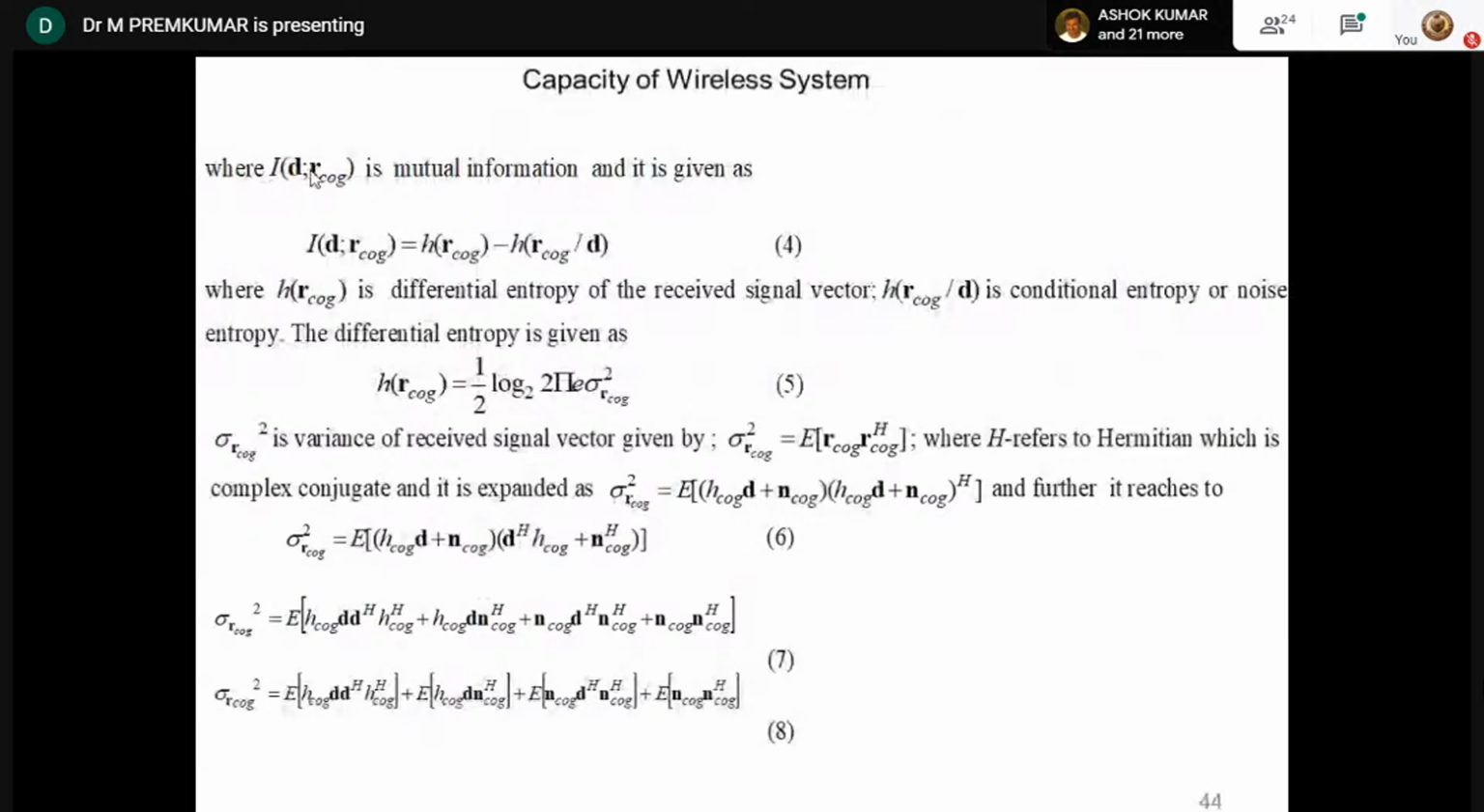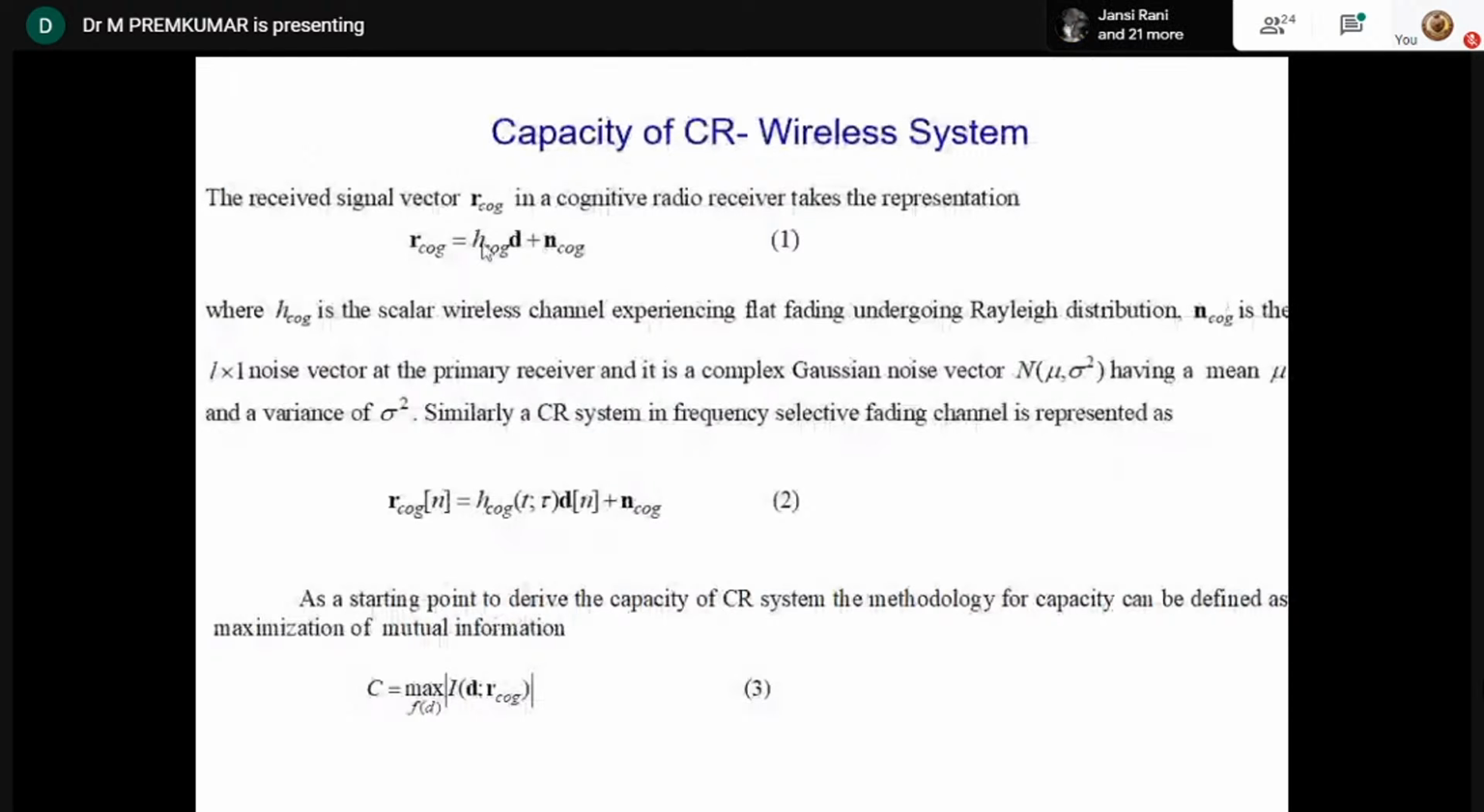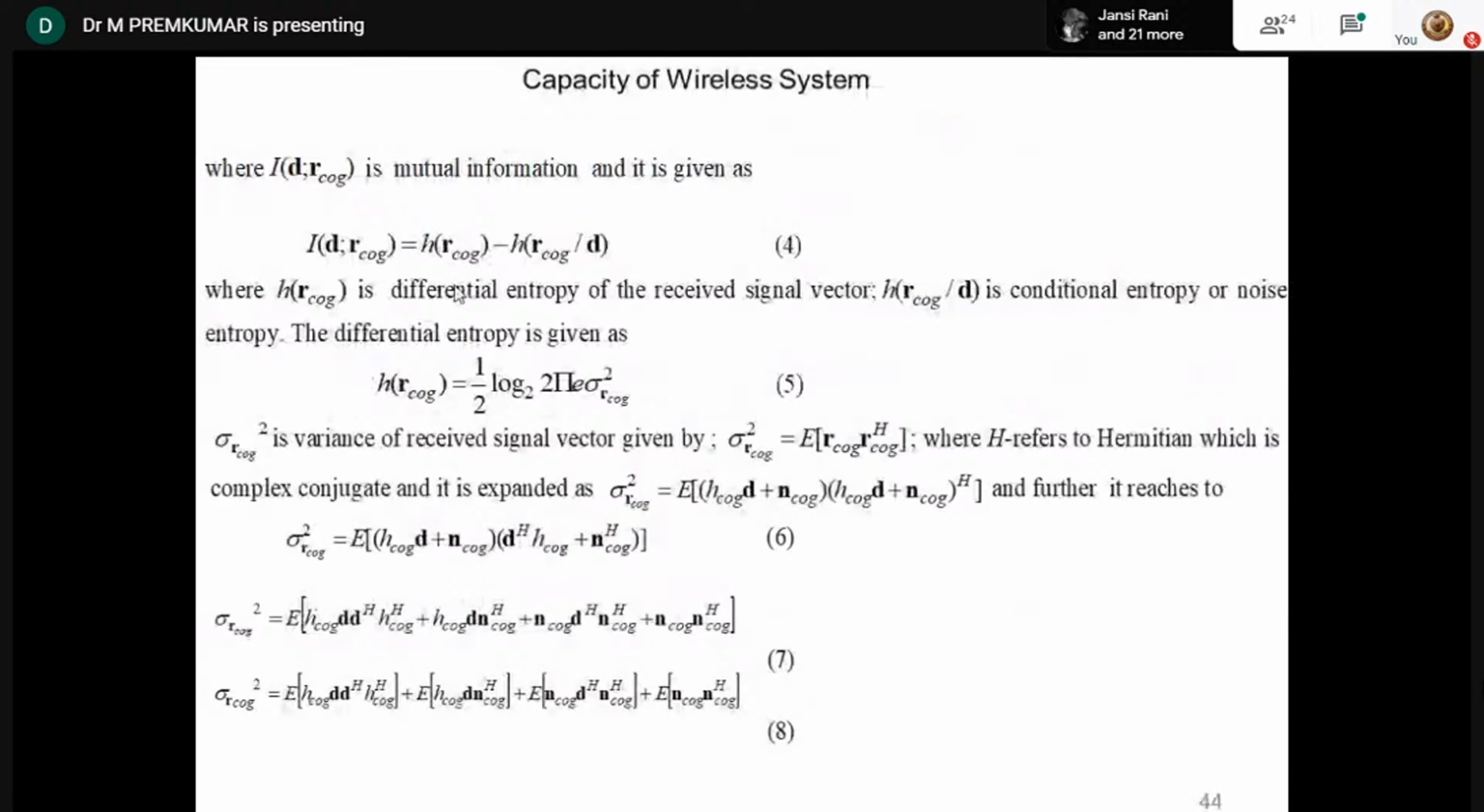Now this I of D dependent on R suffix COG is nothing but the mutual information. This mutual information is the difference between the entropy of the received signal and the conditional entropy or noise entropy. Here I of D dependent on R is nothing but H. This H is actually entropy. There is a differentiation actually. H suffix COG refers to the wireless channel, and H is here considered to be the entropy.